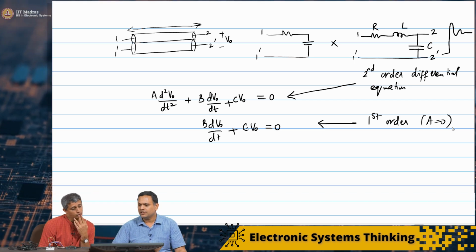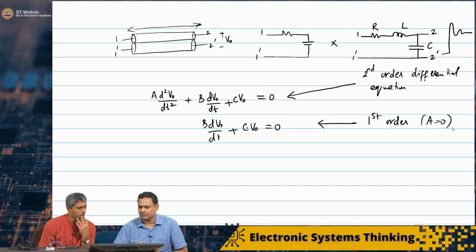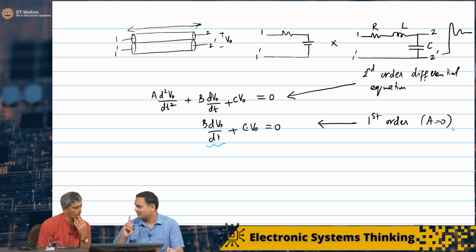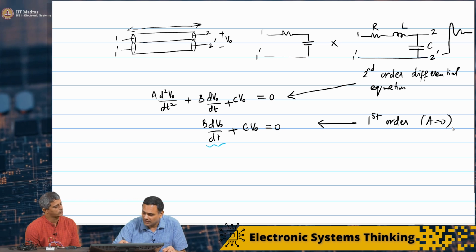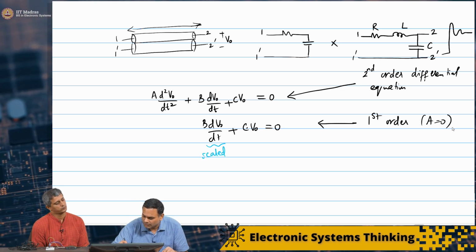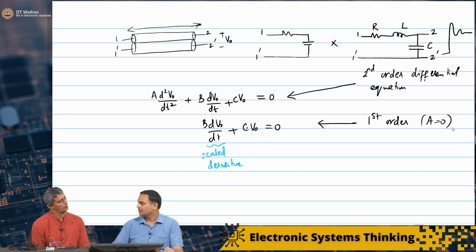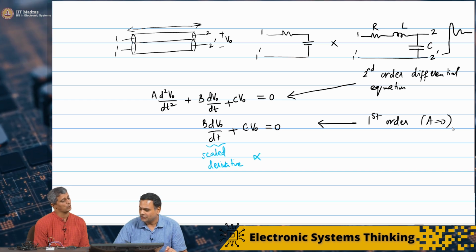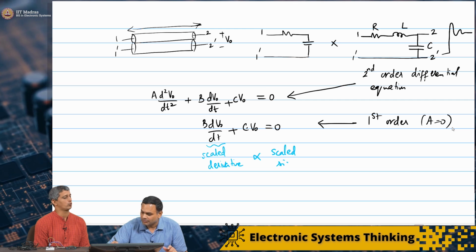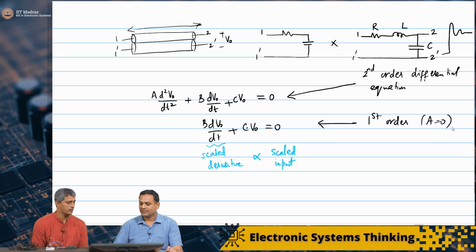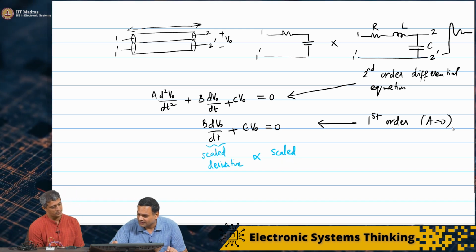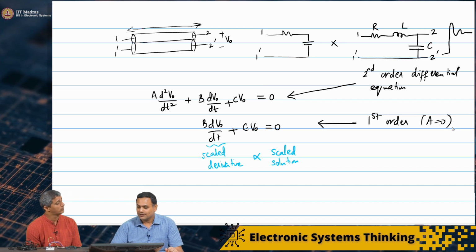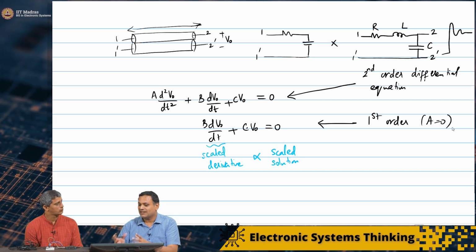Now, when we solve the first order, we got an exponential solution. The way we can justify that is to realize that you are taking a single derivative and scaling that. You are taking the derivative of V naught and multiplying it by some B, and we are saying that is proportional to the scaled solution itself, because V naught is the output as well. So the scaled derivative seems to be proportional to the scaled version of the solution.